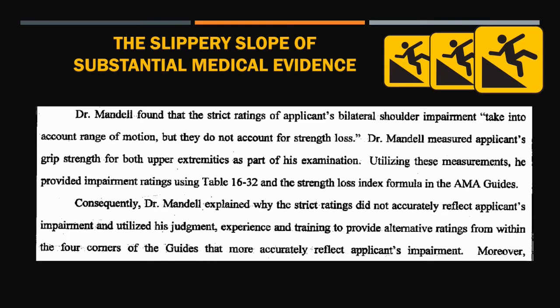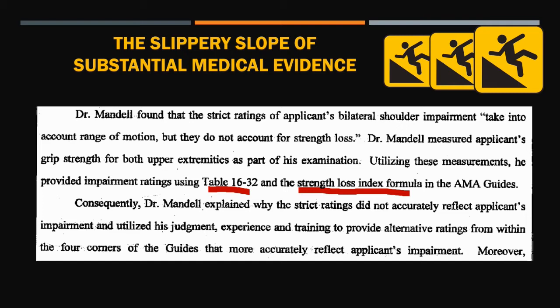And in conclusion, therefore, the Appeals Board tells us that the medical evaluator found that the strict ratings of the applicant's bilateral shoulder impairment take into account range of motion, but they do not account for strength loss. Dr. Mandel, the medical evaluator, measured applicant's grip strength for both upper extremities as part of his examination, and utilizing these measurements, he provided impairment ratings using Table 1632 and the strength loss index formula, which refers to grip strength loss, in the AMA guides.